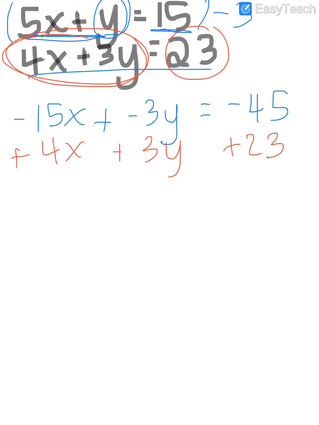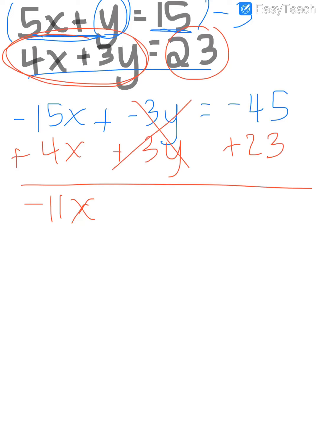So from here, we can go ahead and simplify. So -15x plus 4x is -11x. -3y plus 3y, those are eliminated. That's why it's called the elimination method. And then -45 plus 23 is -22. So now stop and think about what's going to be our last step.